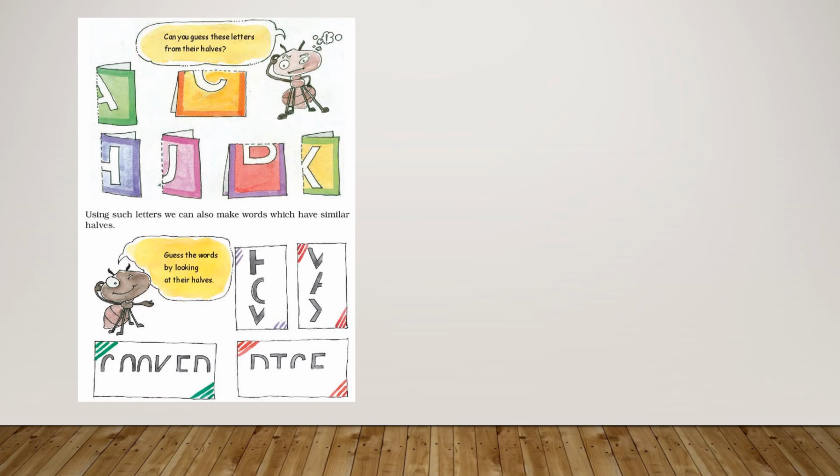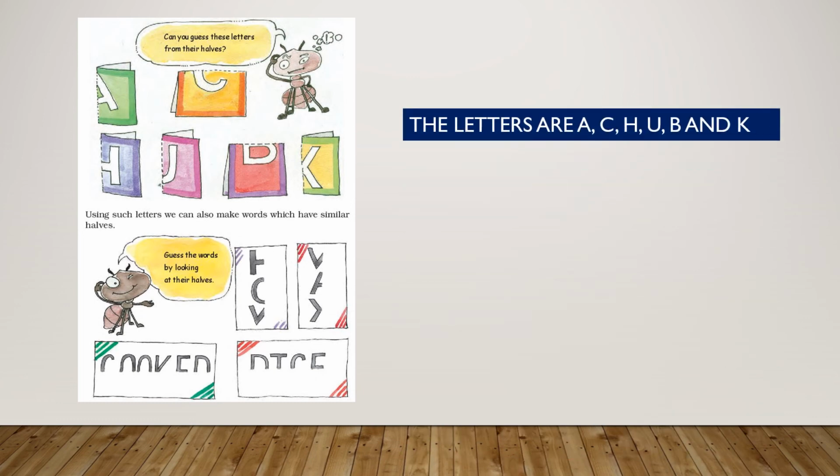Lastly, we have a mosquito here who is very confused as to what these letters are, since he only has half of them. Let us try and help him out. So here the letters are A, C, H, U, B, and K.